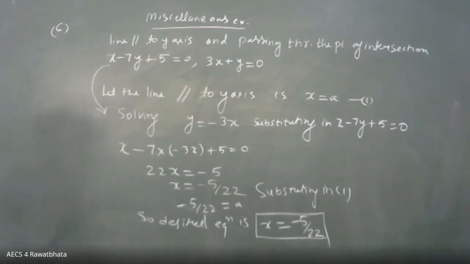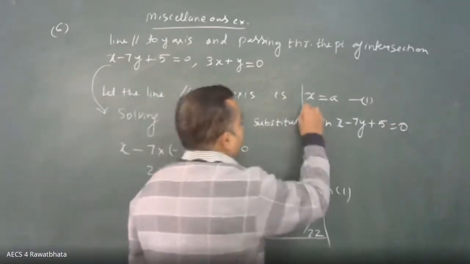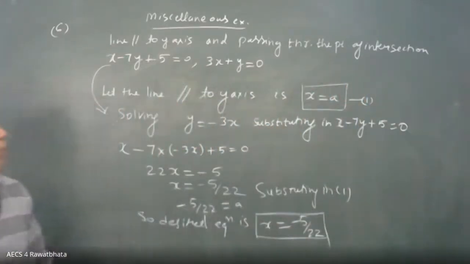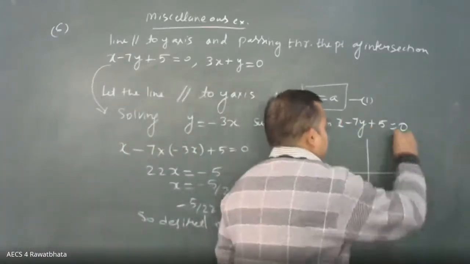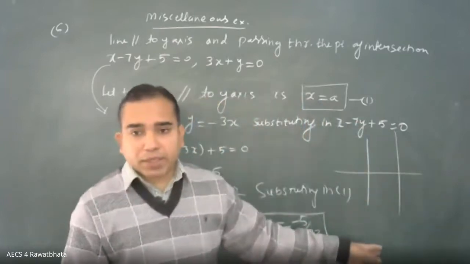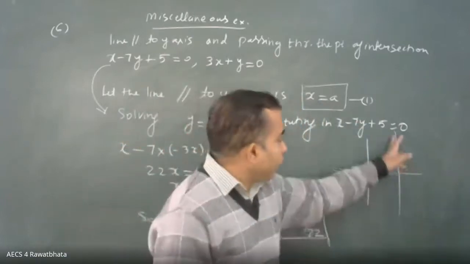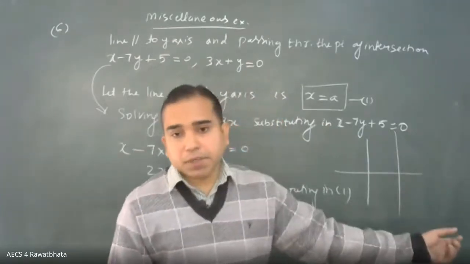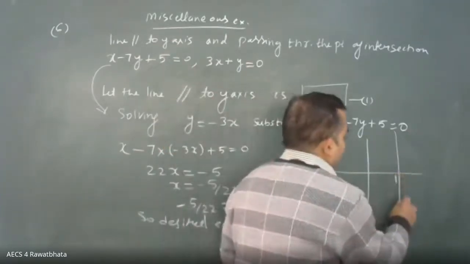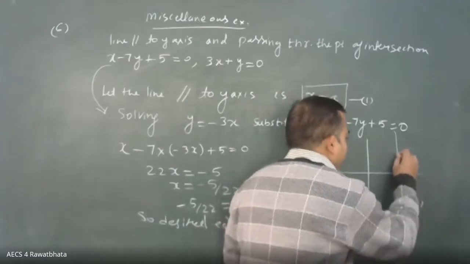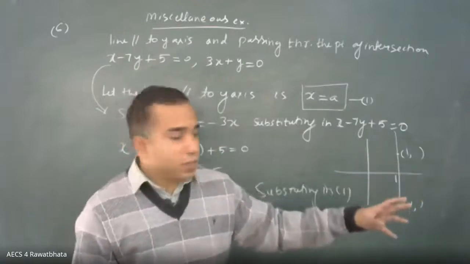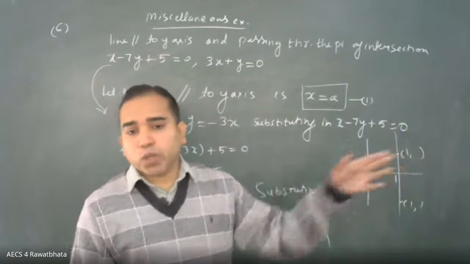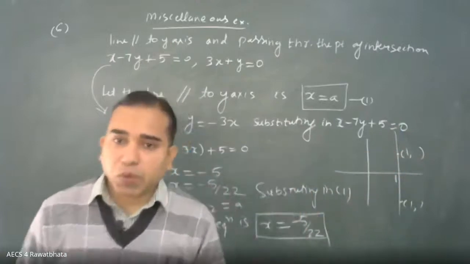So you should know the standard equation of a line parallel to the y-axis. It is always of the form x equal to k. If any line is parallel to the y-axis, any point you take on the line will have the same x coordinate. Suppose the line is passing through 1, so all points will be 1 comma something. So the x coordinate will be constant. So the equation of a line parallel to the y-axis will always be x equal to constant.